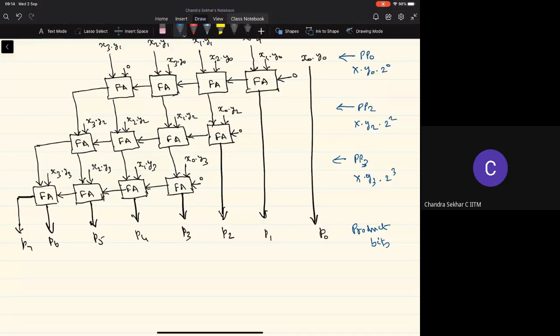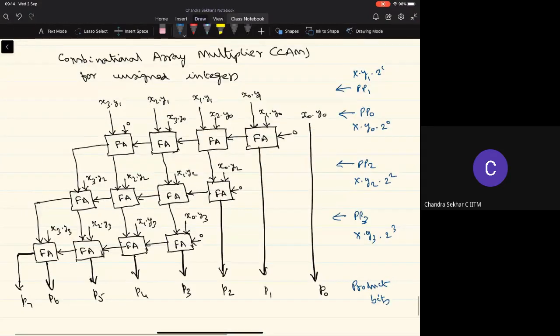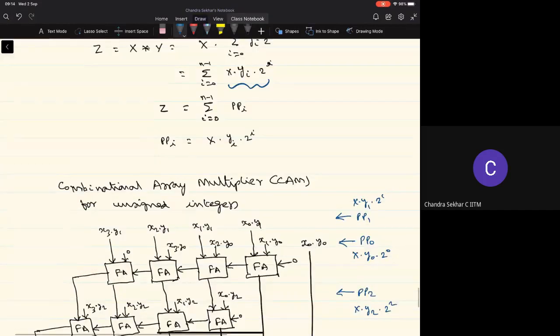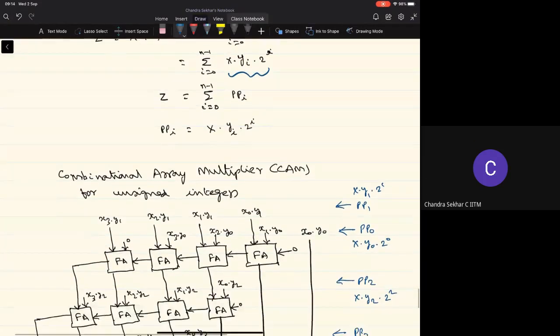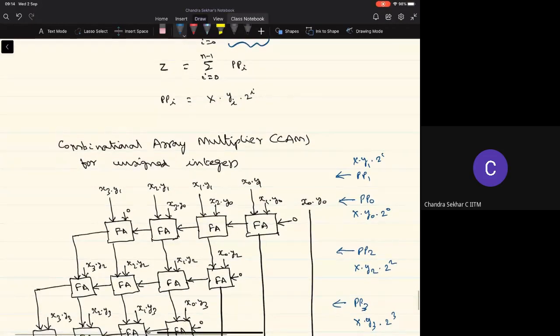Okay. So as you can see here, what we are doing is nothing but translation of the operations that we have given in the mathematical form into the circuit by performing those necessary operations using the AND gates and the full adder circuits. Okay. Are there any questions about this?